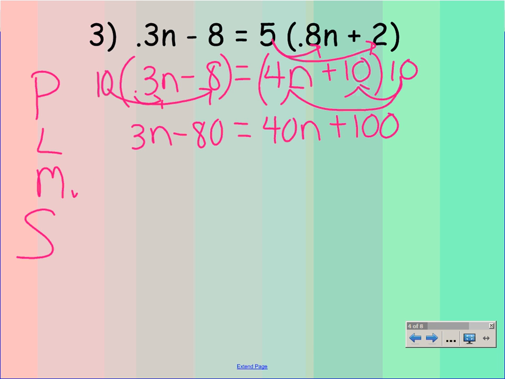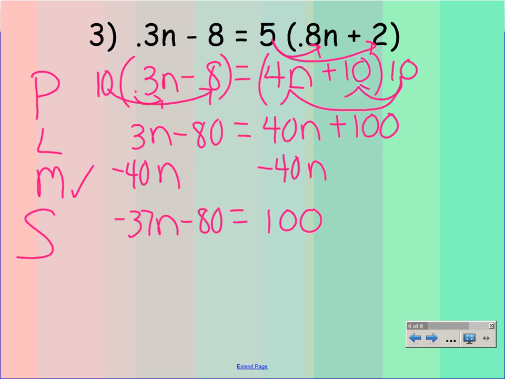So now we're at the move step where I see variables on both sides of the equation. So we're going to subtract 40n on both sides. What? Negative 37n minus 80 is equal to 100. Add 80 to both sides. Negative 37n is equal to 180.